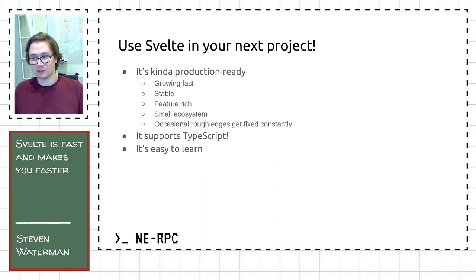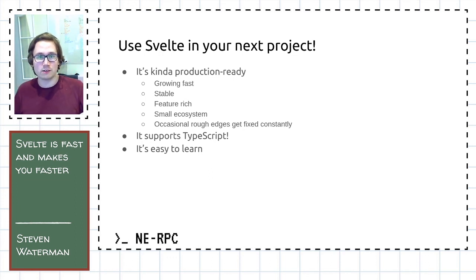You should use Svelte in your next project. And I think you should try this. Maybe not a big work project, but a small personal project, definitely. It's kind of production ready. It's growing fast, and it's getting a lot more popular. It's stable, it's feature rich, but it's got a small ecosystem, and there are occasional rough edges. The rough edges do get fixed constantly, and there's very active development going on.